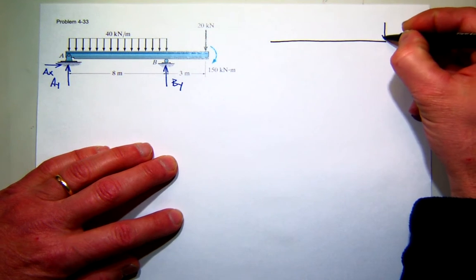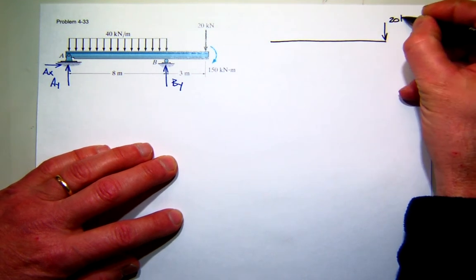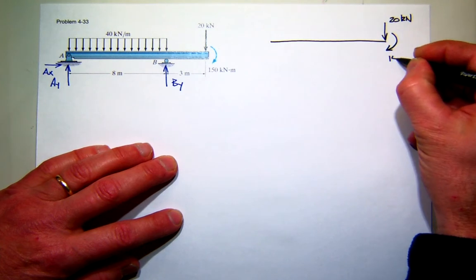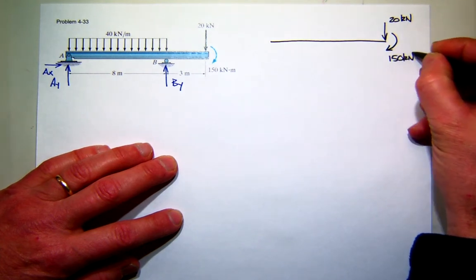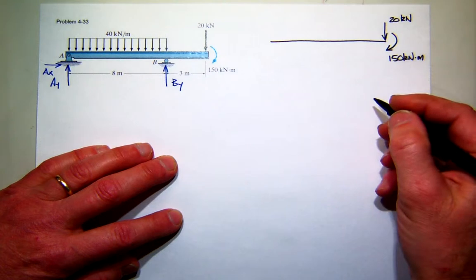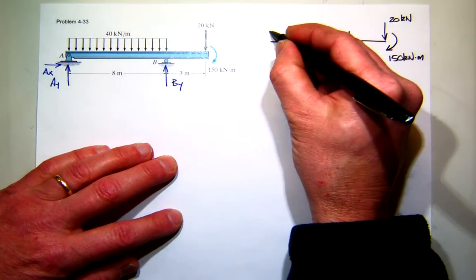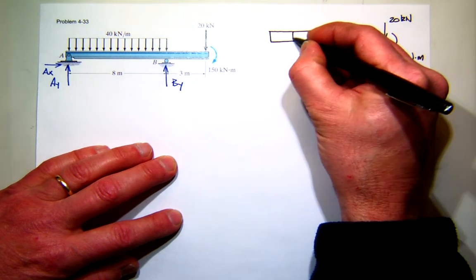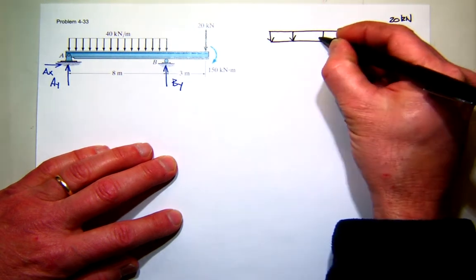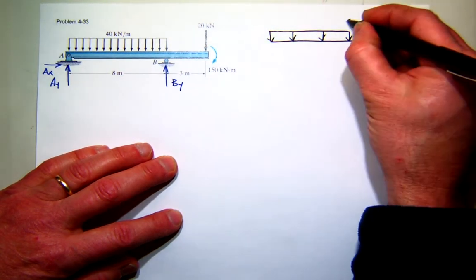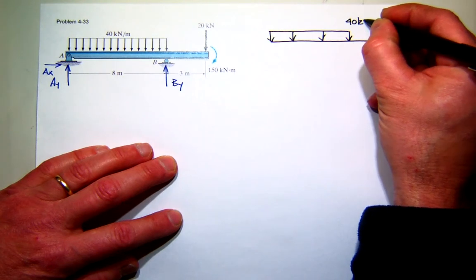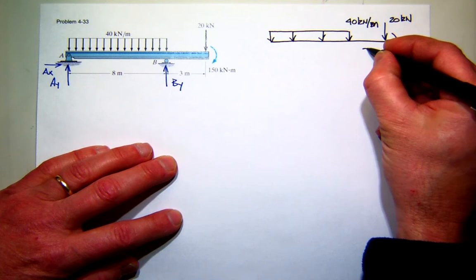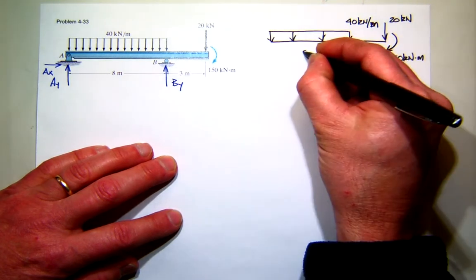So I know here on the end I have a 20 kilonewton force and I have an applied moment at the end of 150 kilonewton meters. And then I have this distributed force, uniformly distributed, constant, and it is 40 kilonewtons per meter. Oops, I broke 3. Sorry. This section is 3 meters. This section is 8.